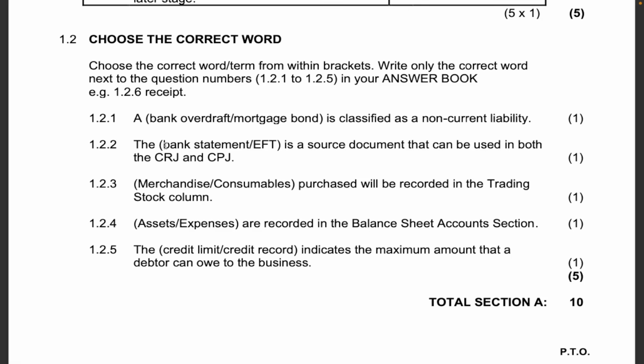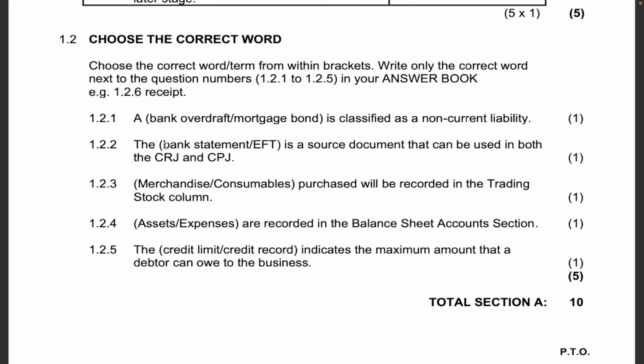The bank statement, or EFT, is a source document that can be used in both the CRJ and CPJ. Well, what's the answer there? Well, easy. The answer is bank statement, because EFT is when you're making an electronic funds transfer. Okay, that's what it actually means. So it's not a source document, but the bank statement is a source document that can be used in both the CRJ, which is the cash receipts journal, and the cash payments journal. Because when I look at my bank statement, I can see how much money I've received, which goes into the CRJ, and how much money I've paid out, which goes into the CPJ. And so the answer there is the bank statement.